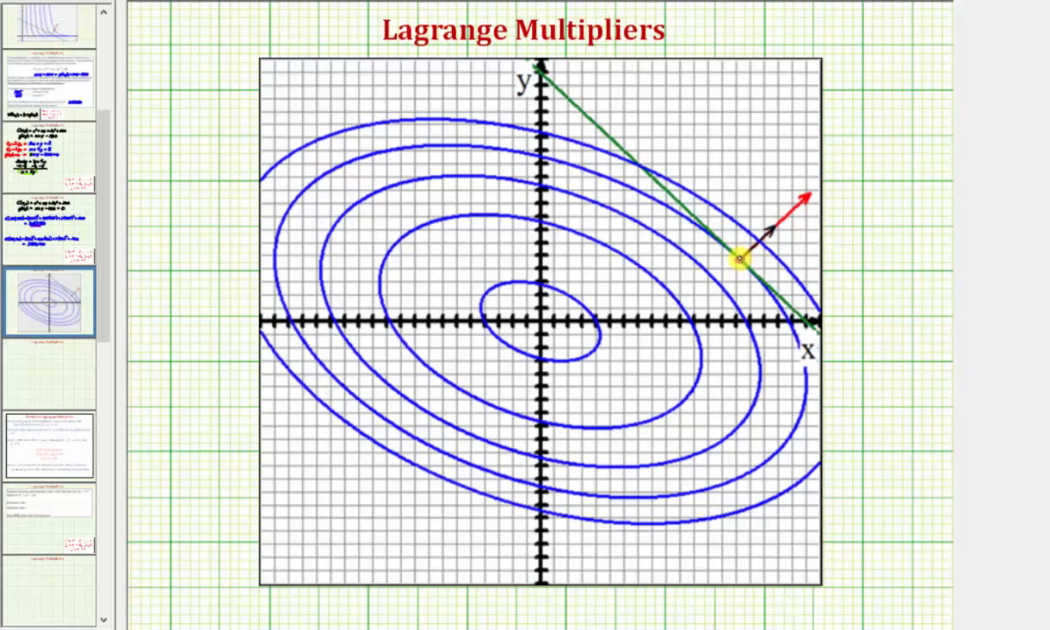This is the point 1,425, 475. These two vectors are the gradients. They're actually multiples of the gradient, so it looks nice on the graph. But notice how we can see they are perpendicular or orthogonal to both level curves at that point, and they're also multiples of one another. So this is where we have the minimum cost function value.